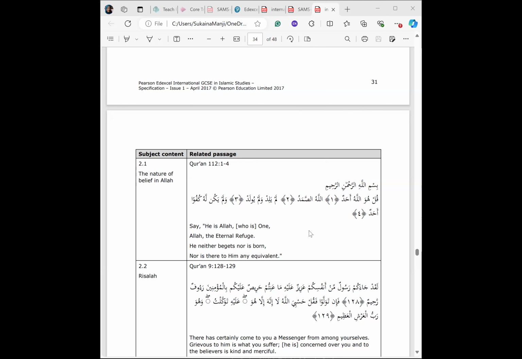So straight away you can see that there is a discussion of God being one. What do we mean by God being one? How can we actually talk about this understanding? And he has no children, he has no parents. So break it down into the language of the children. So begets and no born. So we try and help them understand that. And no one equal to him.